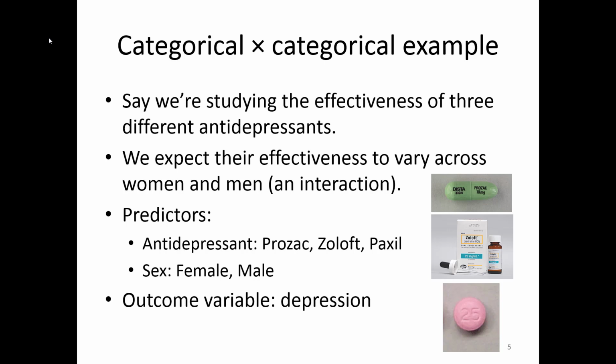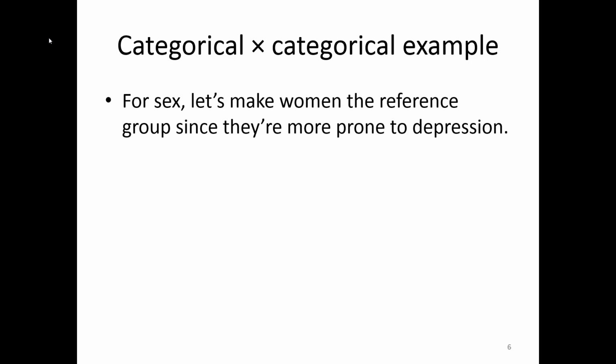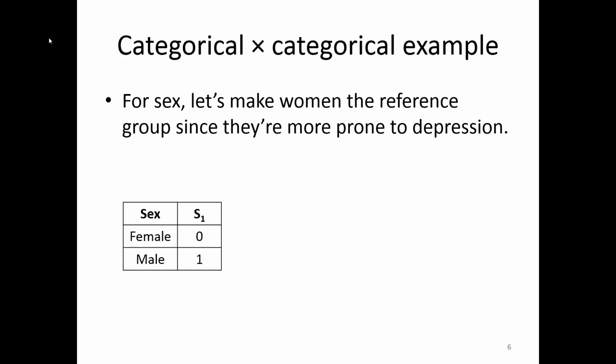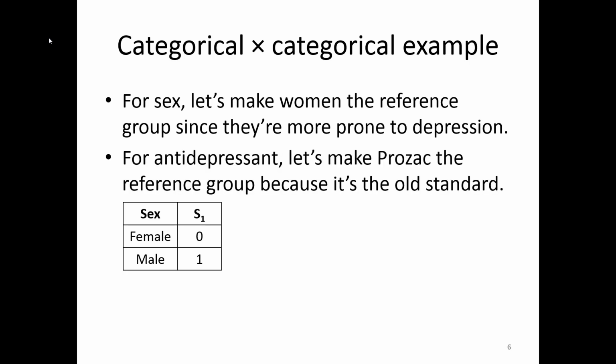Okay, and so the outcome variable is just some depression scale. So, different scale that we use for depression. So for sex, let's make women the reference group, since maybe depression is a little bit more prevalent among women than men. I think that's the case, but don't hold me to that. And so we would dummy code females as 0, males as 1.